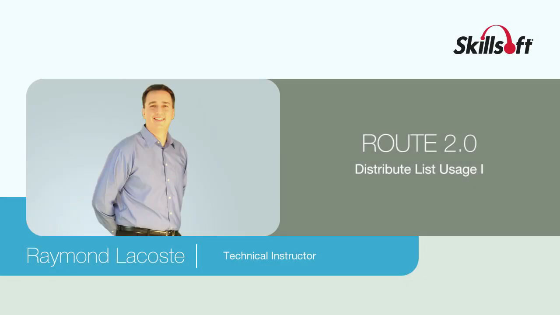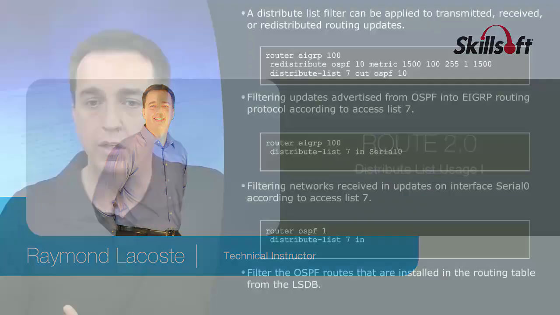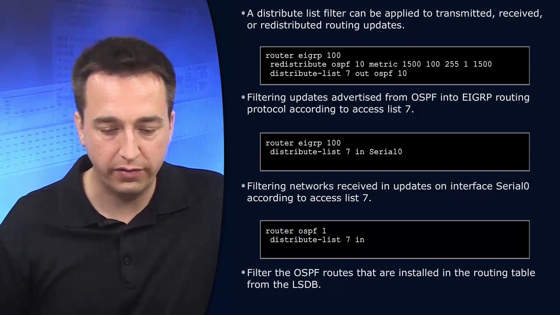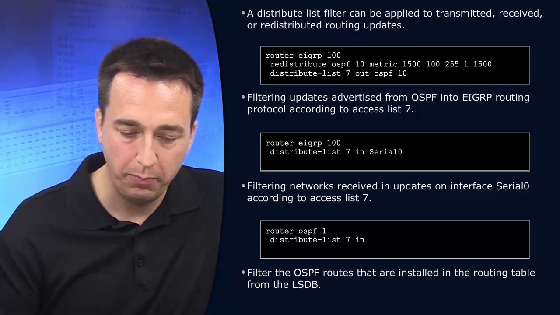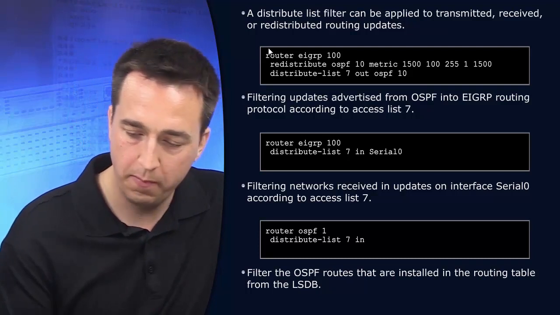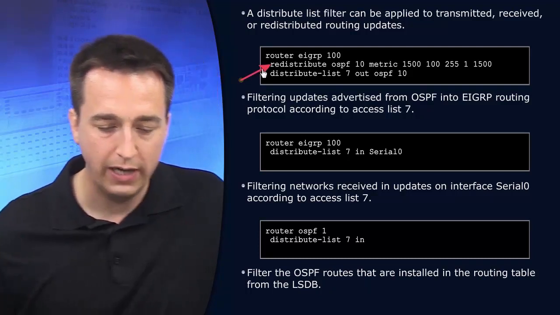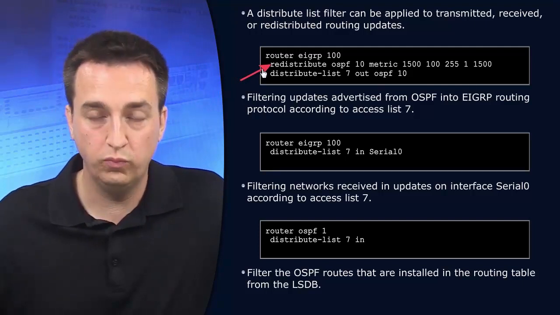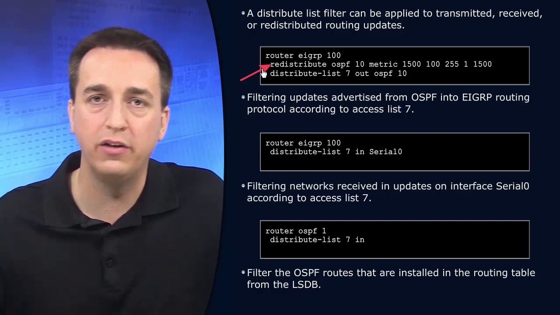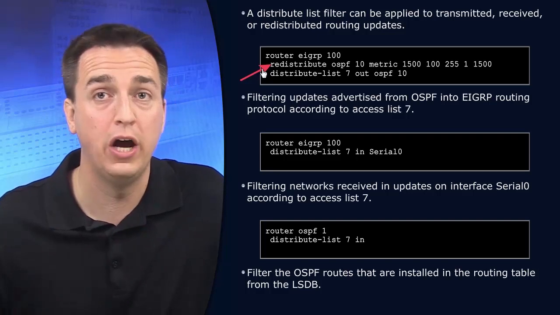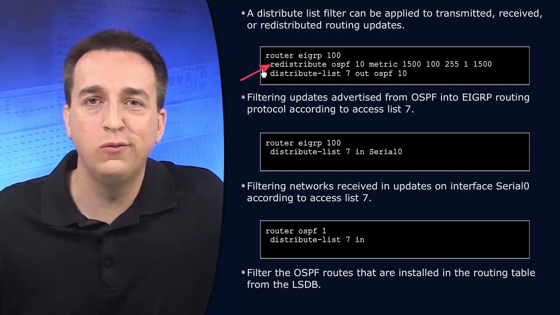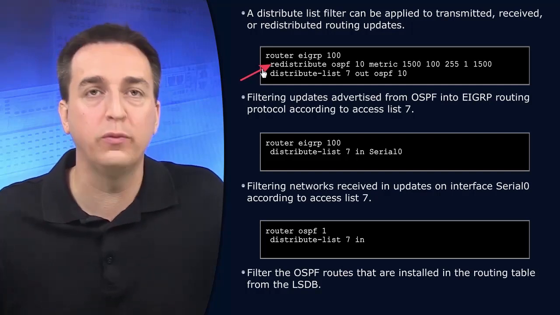So that is just one example of filtering routes during the redistribution process. We can see here an example for EIGRP now. When I look at this example for EIGRP, we see redistribute OSPF 10, providing the metric. It's mandatory with EIGRP, or we will not perform redistribution because the routes will have a metric of infinity while they're redistributed.